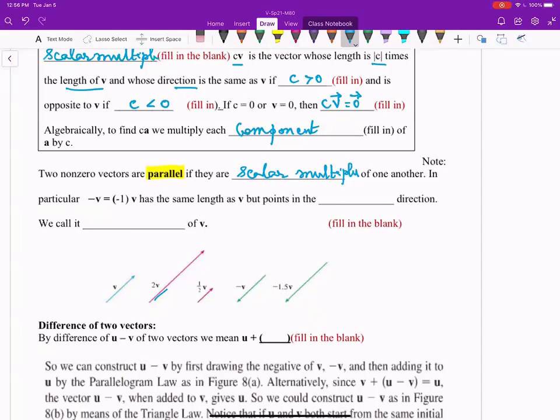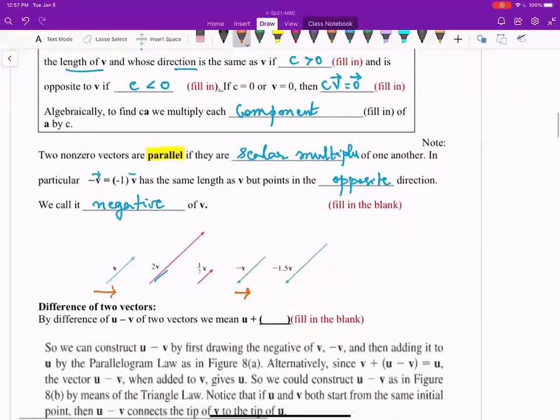In particular, negative of V is negative 1 times vector V. It has the same length as V, but points in the opposite direction. We call it negative of V. Look at this picture here, this one and this one. They are opposites of each other, and magnitude-wise they are the same.